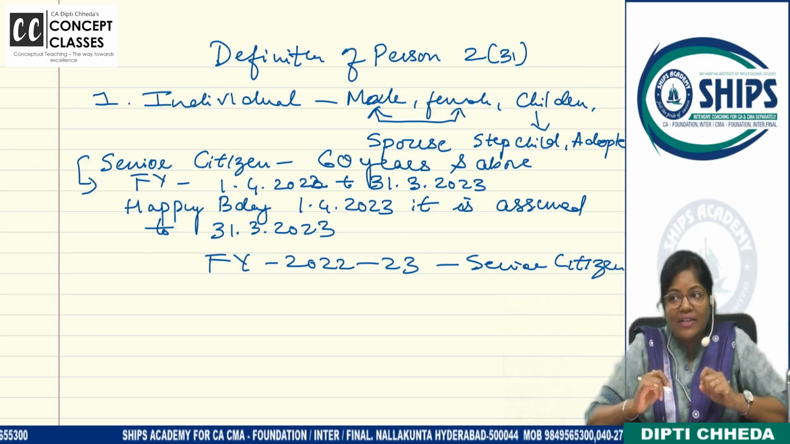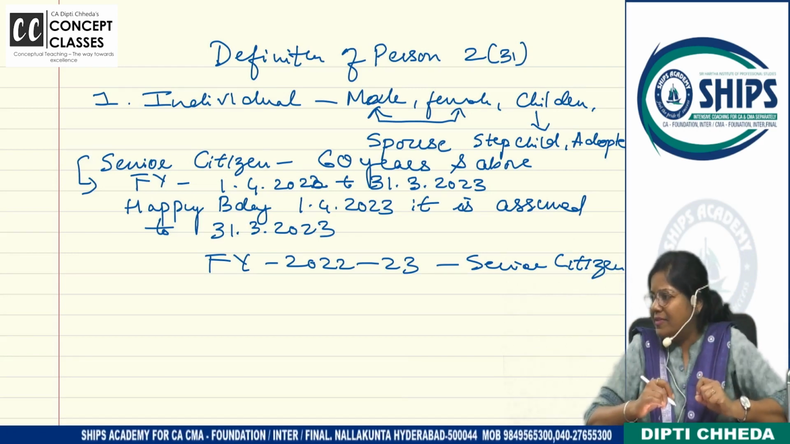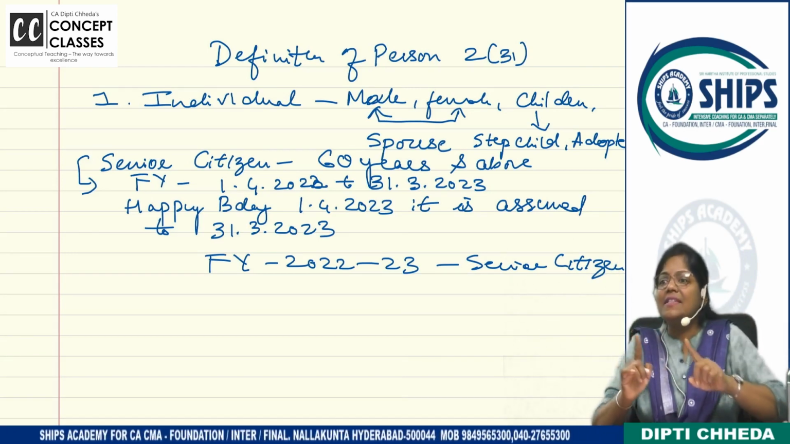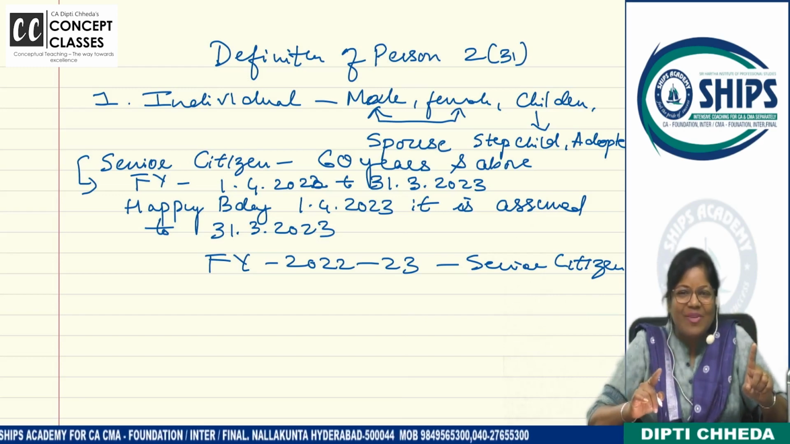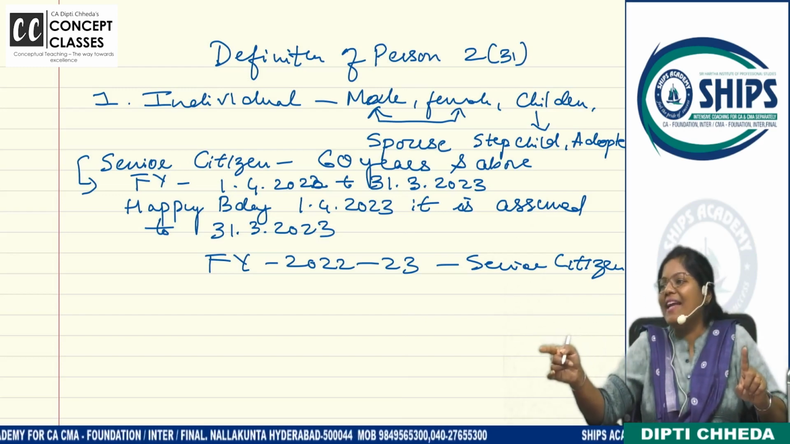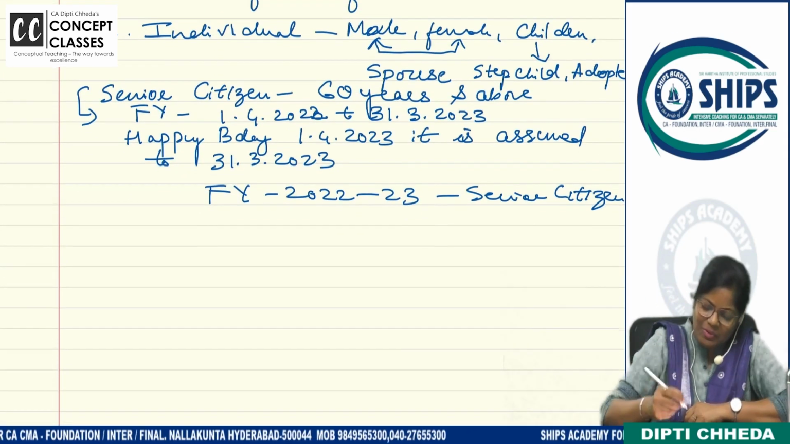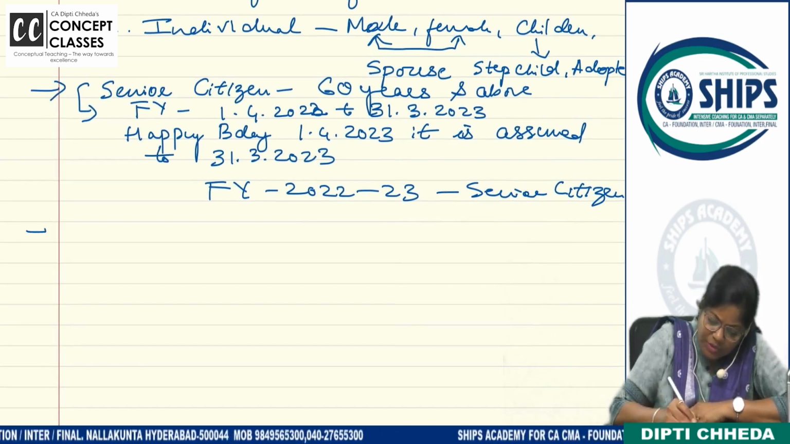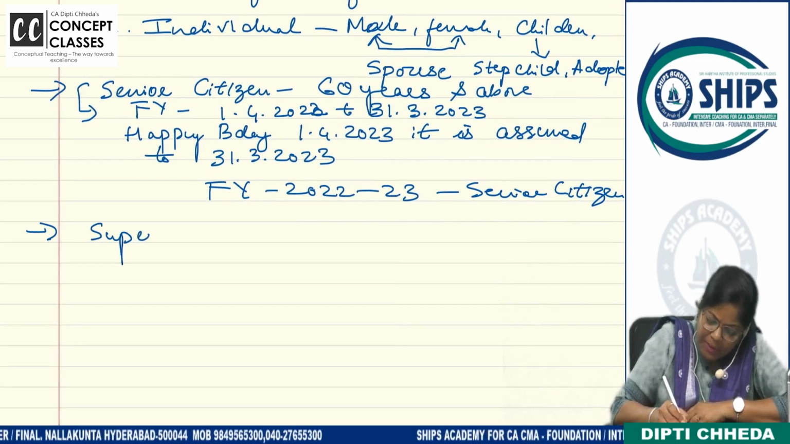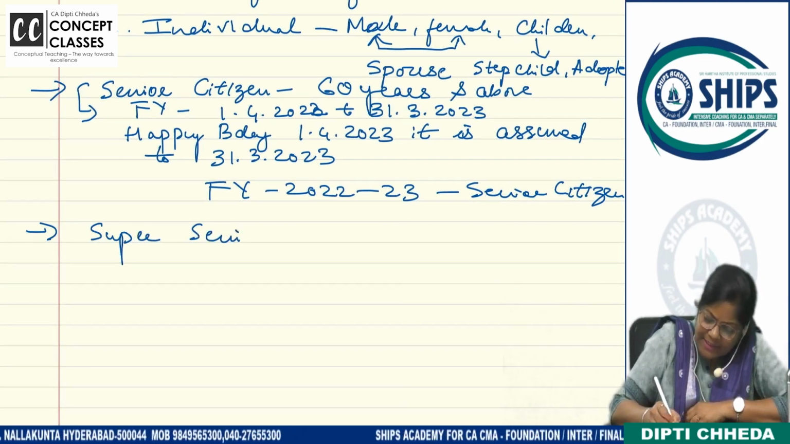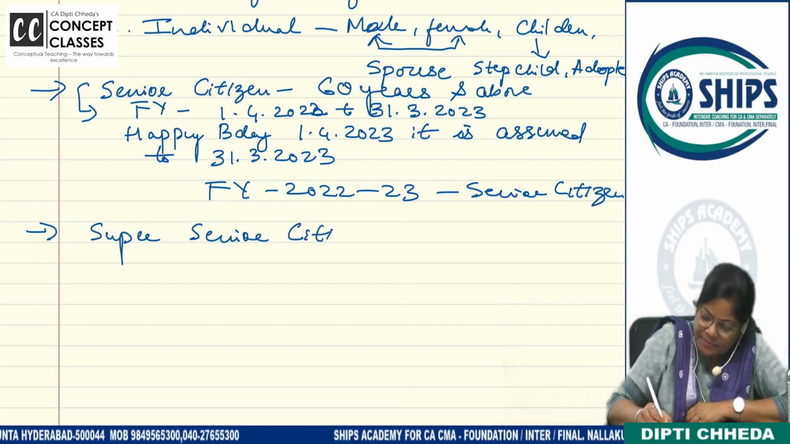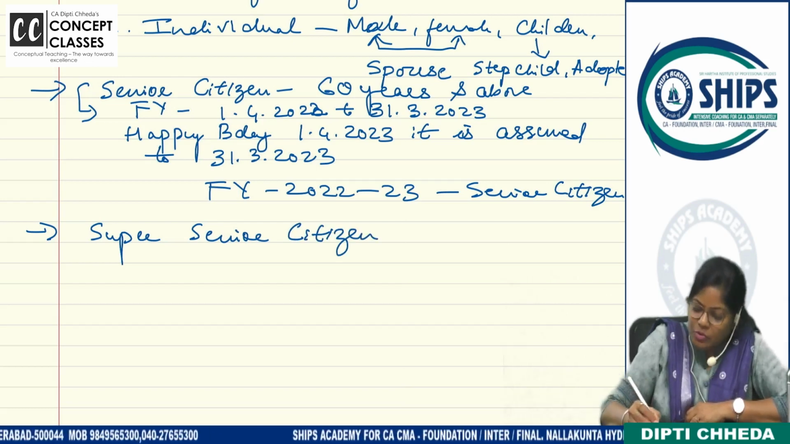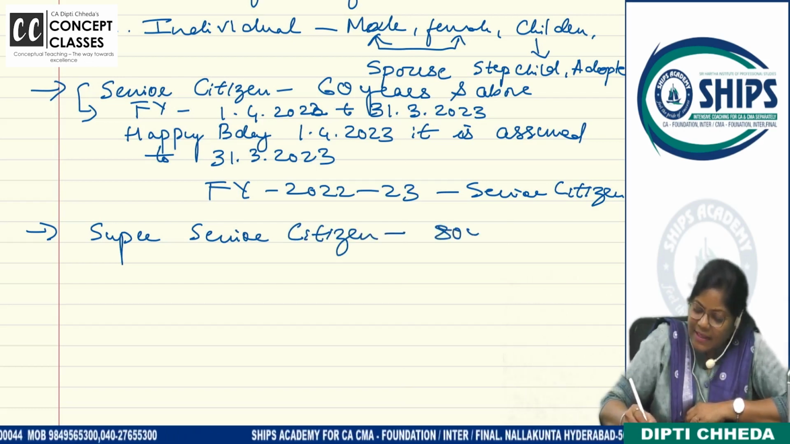And they give such kind of cut-off problems. So be careful. If a person is senior citizen, the tax will be different. For normal citizen, the tax will be different. And we can't afford to lose marks, right? Then the next term used here is super senior citizen. Super senior citizen is 80 years and above.